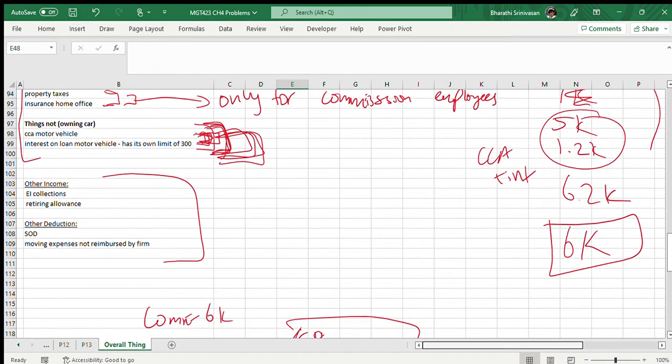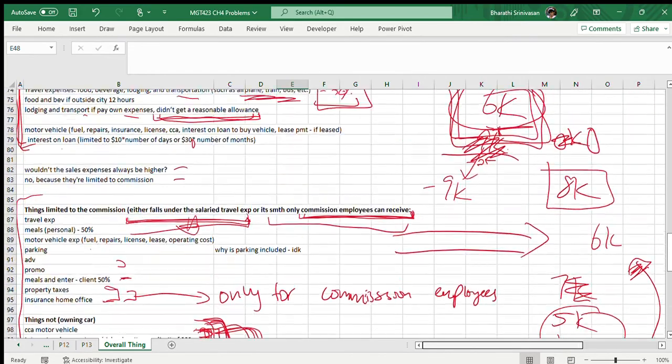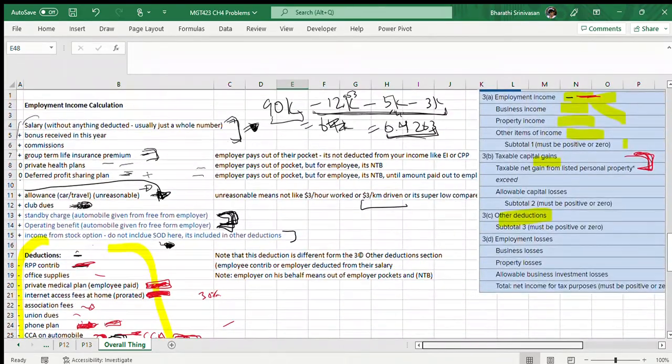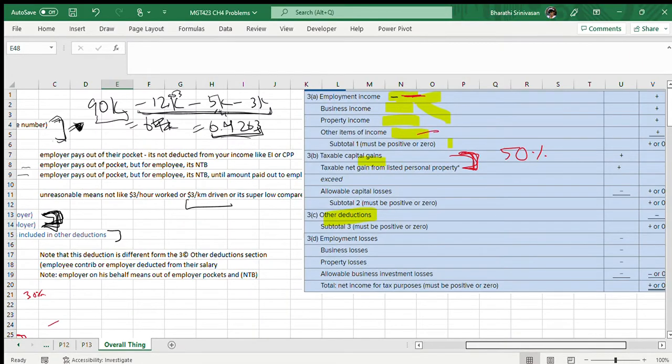Okay, another thing is, other than the employment income, there are two types of other income that pop up sometimes. EI collection: if you're unemployed and you collect on your EI, that would go under other income. Another thing is any retirement income, like pension payouts, which would also go under other income. And that would go in the aggregating formula, over here, other items of income.